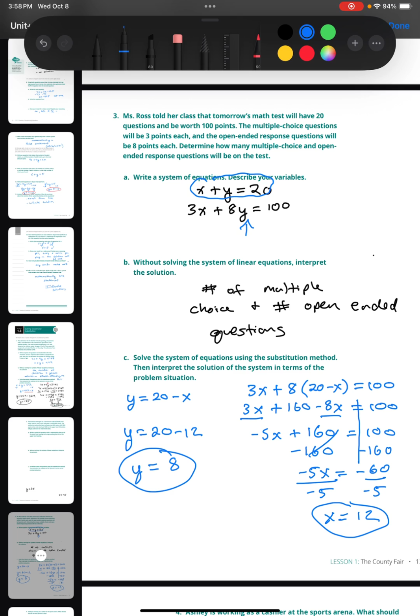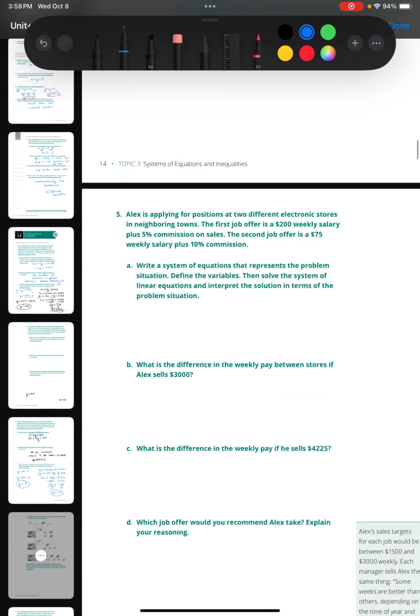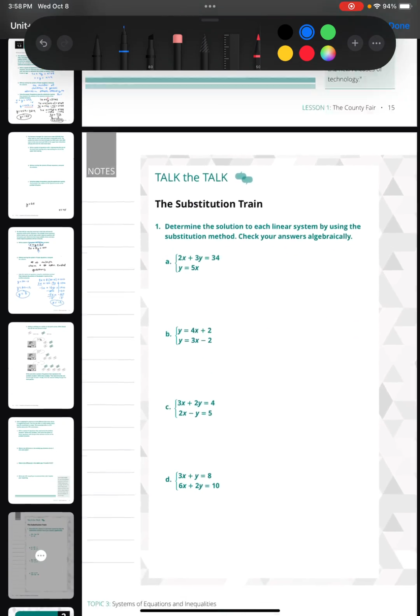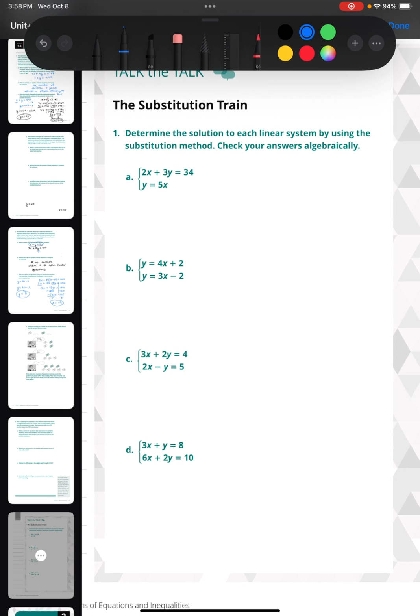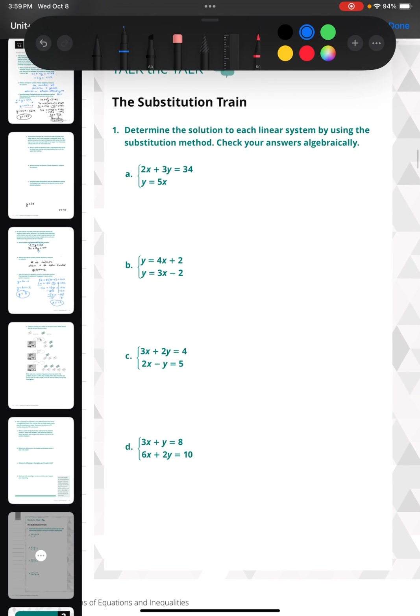All right, so we are going to skip all the way now to just the examples at the end. A few more practice questions just solving systems of equations. Not application to situations, just given the equations, and we're going to solve using substitution. So for the first one, A, we have y equals 5x, so we're going to substitute in 5x for that y. So we have 2x plus 3 times 5x takes the place of the y equals 34.